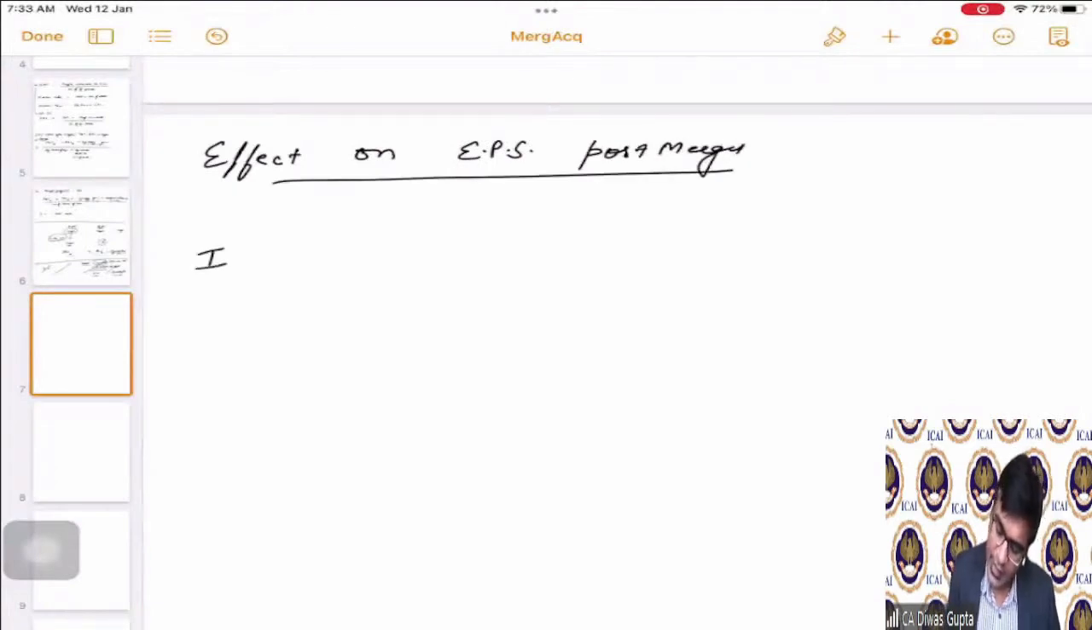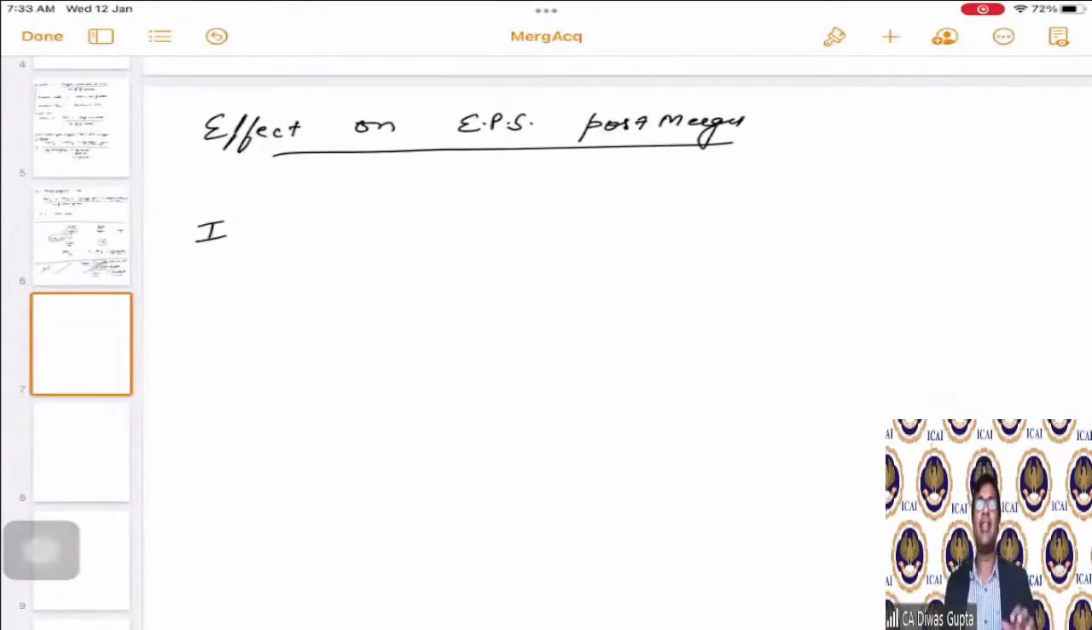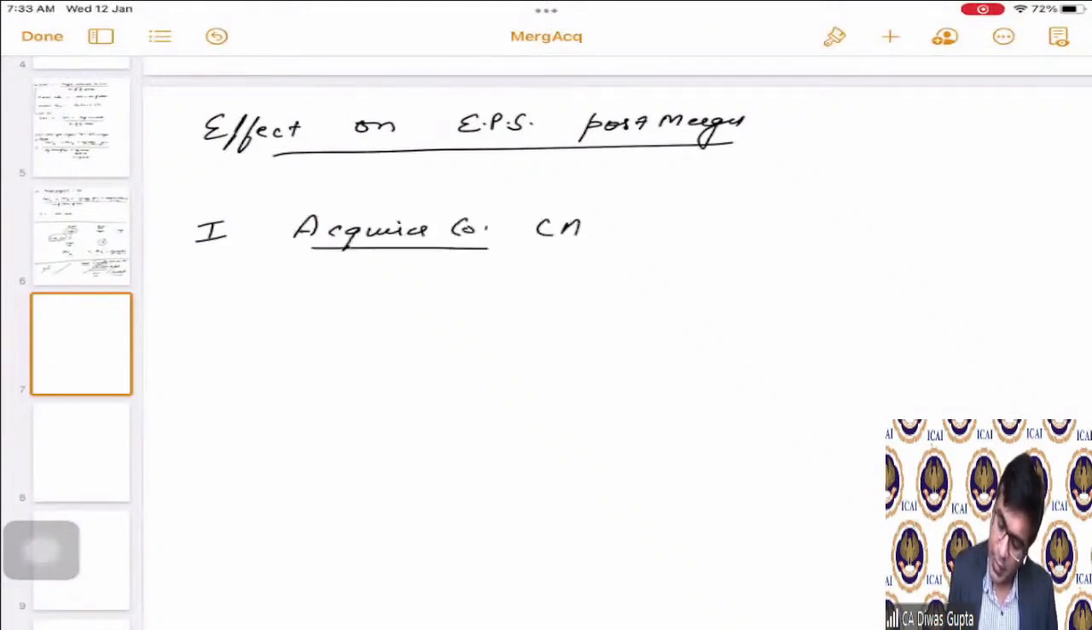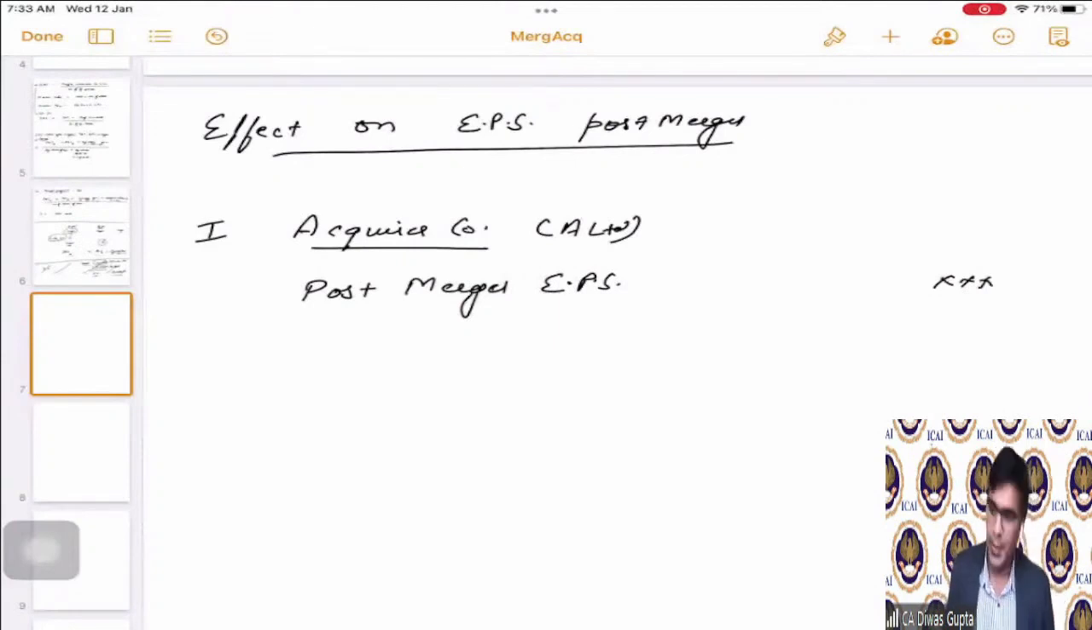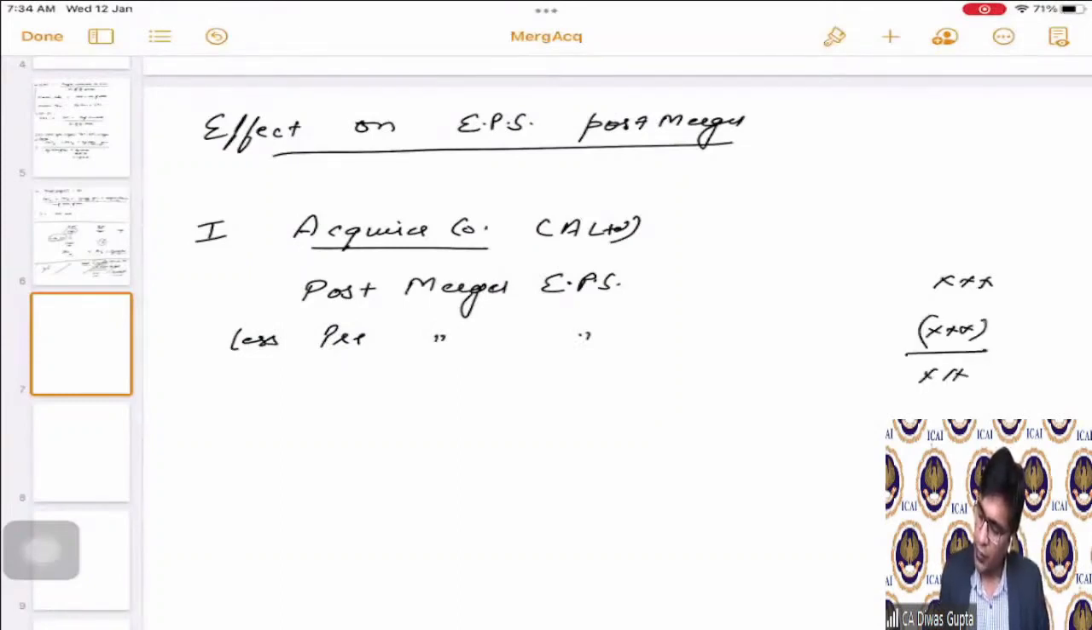We will look at this from two perspectives. One is the equity shareholders of A Limited, and the second is the equity shareholders of B Limited. Let's see it from the point of view of the acquirer company, which is A Limited. There is a post-merger EPS, which we just saw how to calculate, and then there is a pre-merger EPS.